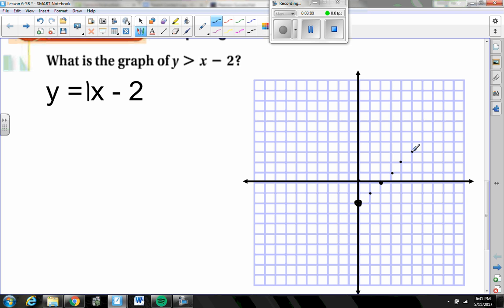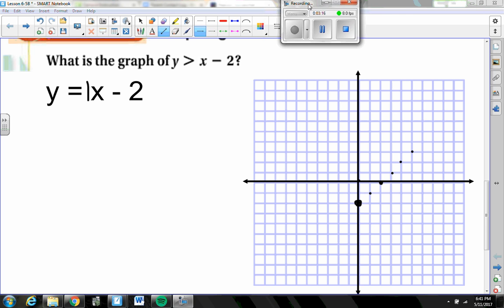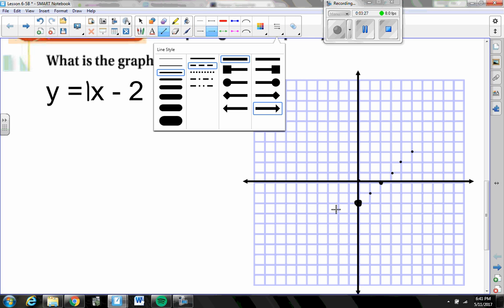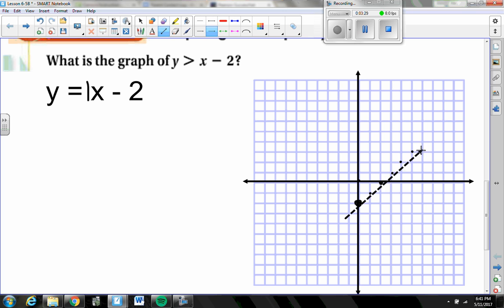Once I have all these dots, before I draw my line I have to decide: is it going to be solid or dashed? In this case, because this symbol is just greater than and not greater than or equal to, I need a dashed line to go through all of these points. So I take a dashed line and put it through all of these points. That right there is my boundary line.